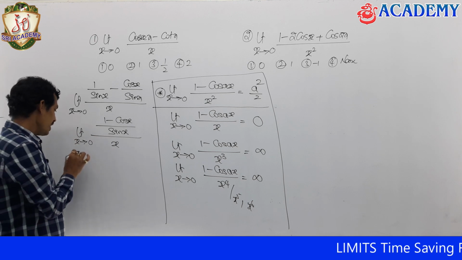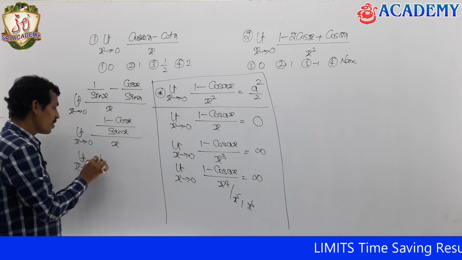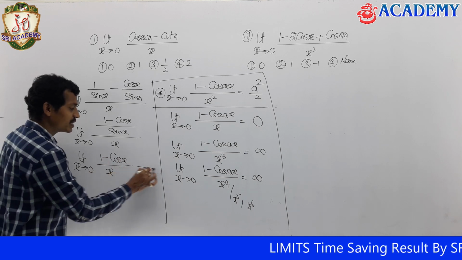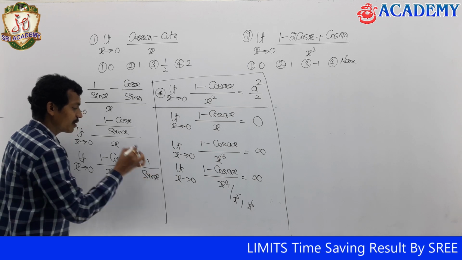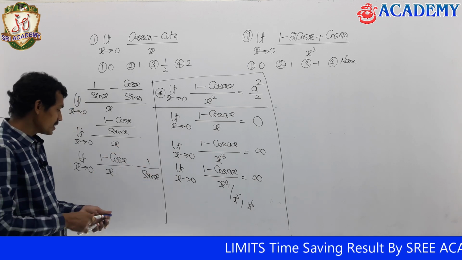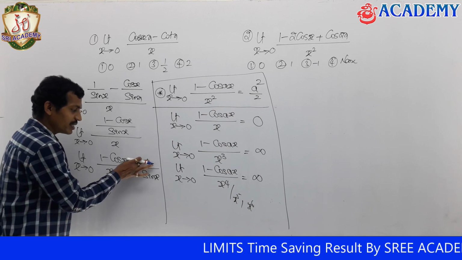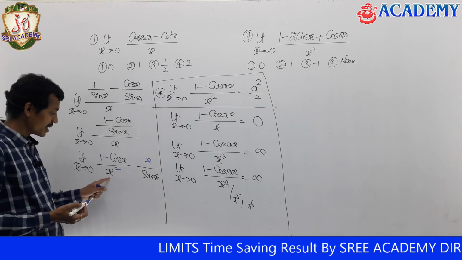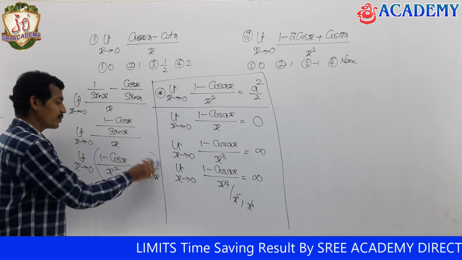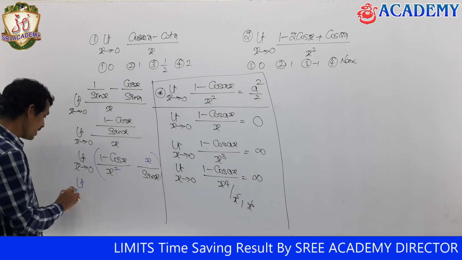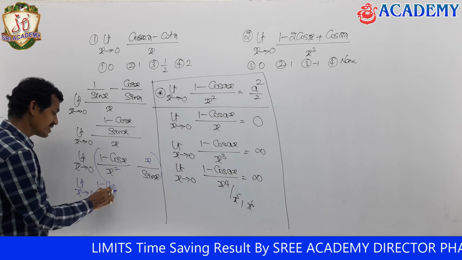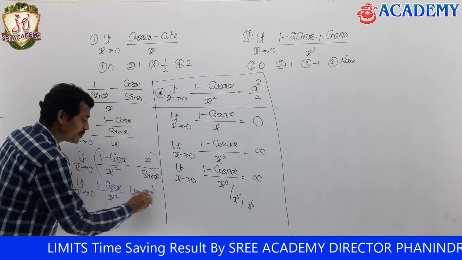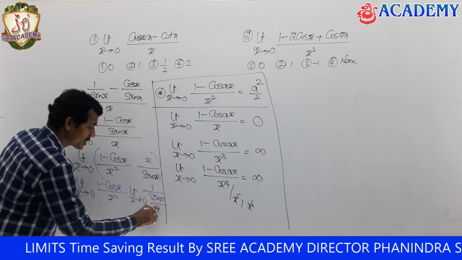That is, I am writing limit x tends to 0 of (1 minus cos x) divided by x into sin x. I am writing sin x separately, and indirectly it has 1. What I am doing is multiplying the numerator and denominator with x. Then here you will get x square, since x into x is x square. Now see, we can apply the limit to these two functions. Limit x tends to 0 of (1 minus cos x) divided by x square, and limit x tends to 0 of sin x divided by x.